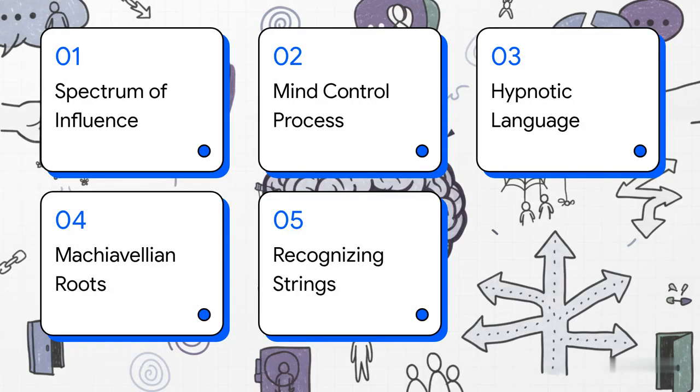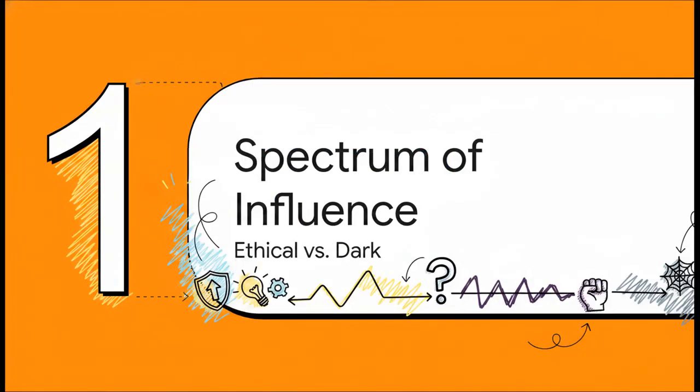All right, so here is our roadmap for today. 1. The spectrum of influence. 2. The mind control process. 3. Hypnotic language patterns. 4. The roots of Machiavellianism. And 5. Recognizing the puppet strings. Kicking things off with Section 1.